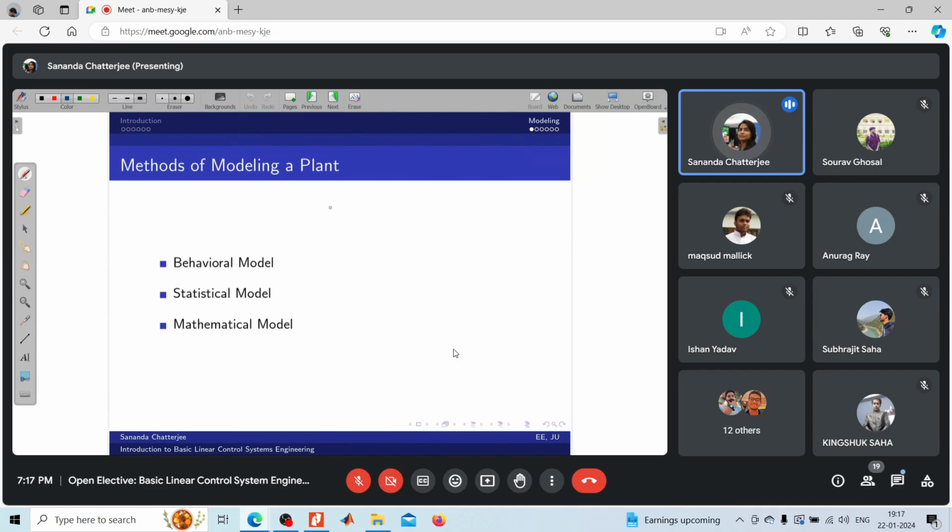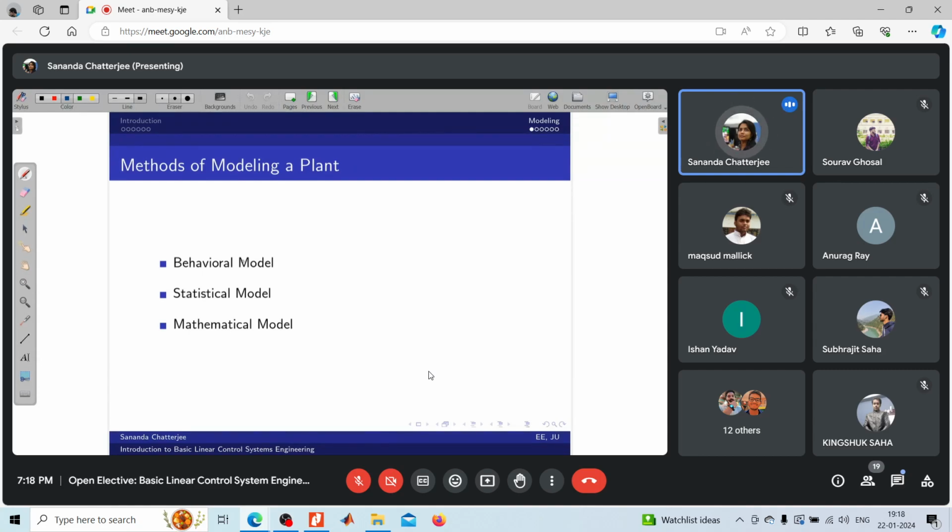Largely we can classify the modeling of a plant in three categories: behavioral model, statistical model and mathematical model. What is a behavioral model? A behavioral model will give the input to output behavioral relationships.